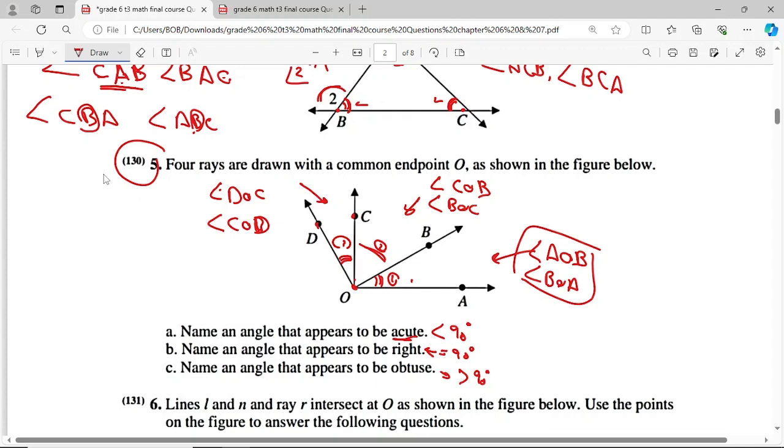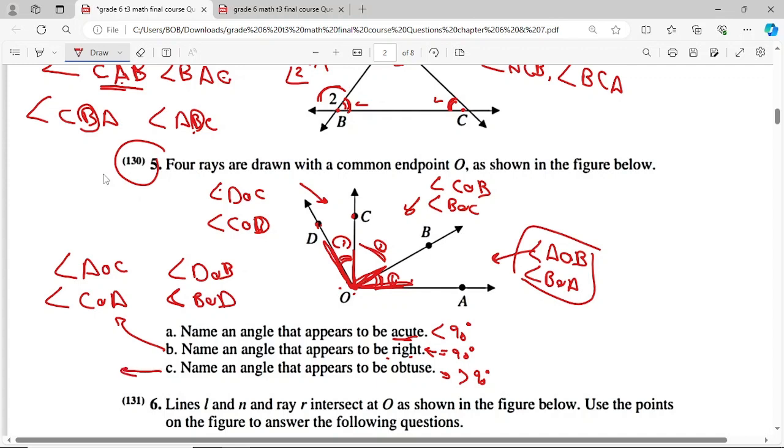Now, for the angle to be right, you can see this angle is right, 90 degrees. So it will be angle AOC or angle COA. They are the same. Is there any other angle? This angle can also be 90 degrees, which is DOB. So I have angle DOB or BOD. It's a right angle also.